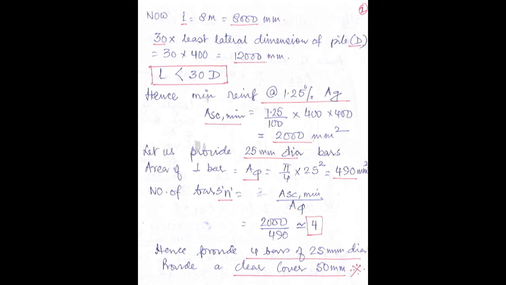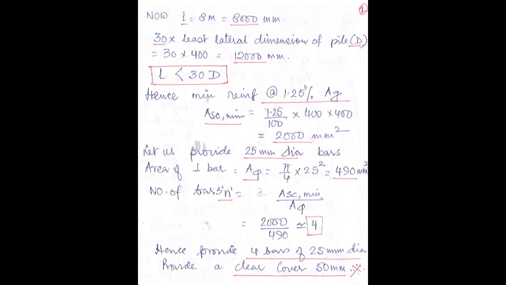That means what? 1.25 divided by 100 into what is AG? 400 into 400. That gives the value of minimum reinforcement as 2000 millimeter square. So from the equation we have got 746, but actually minimum you have to give 2000. So we have to follow this value, that means 2000 millimeter square, because that is the minimum reinforcement you have to give. Correct. So let us provide 25 millimeter diameter bar.